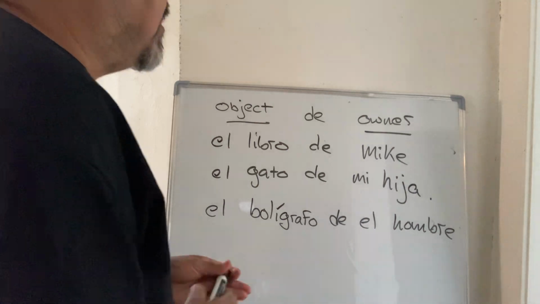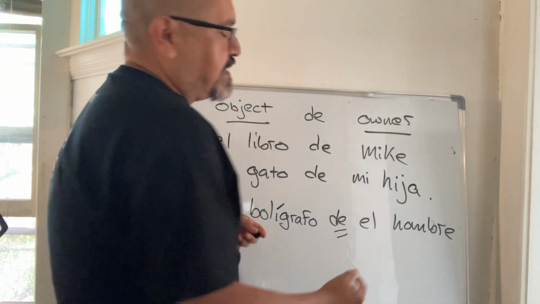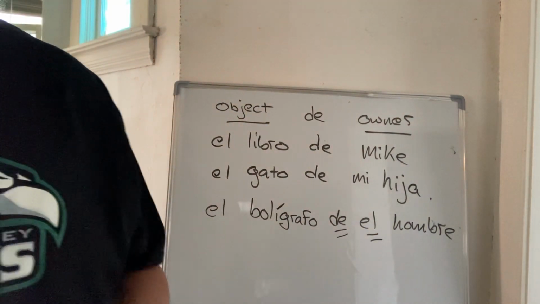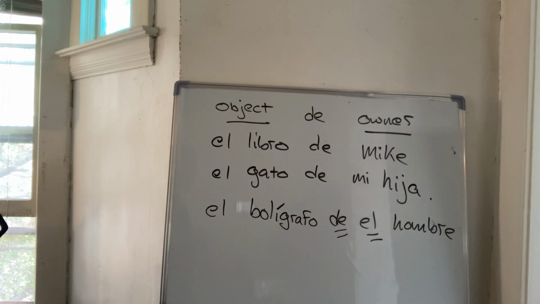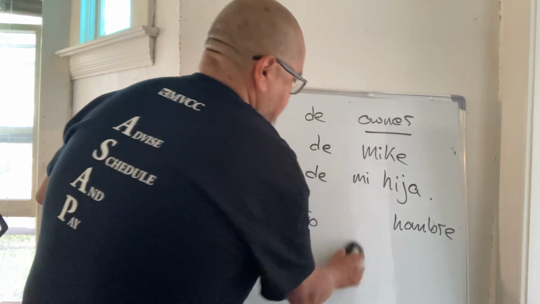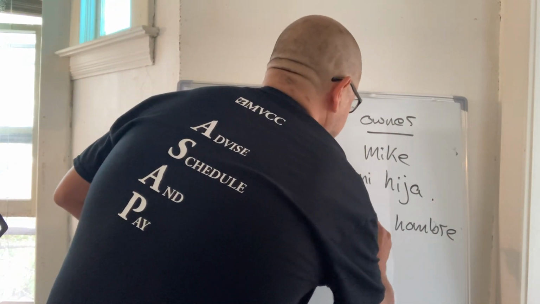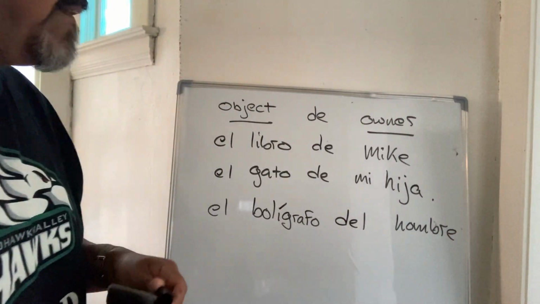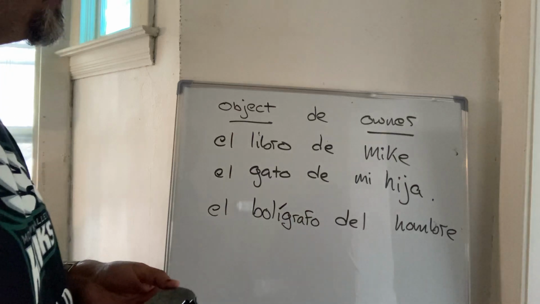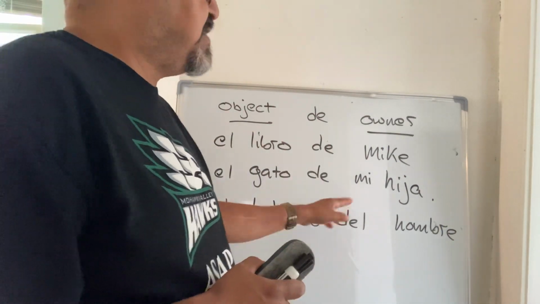In Spanish, whenever you have the word de right next to the word el, those 2 will always, 100%, contract into del. El bolígrafo del hombre. Okay? So whenever you have de and el, you always have to contract it into del.